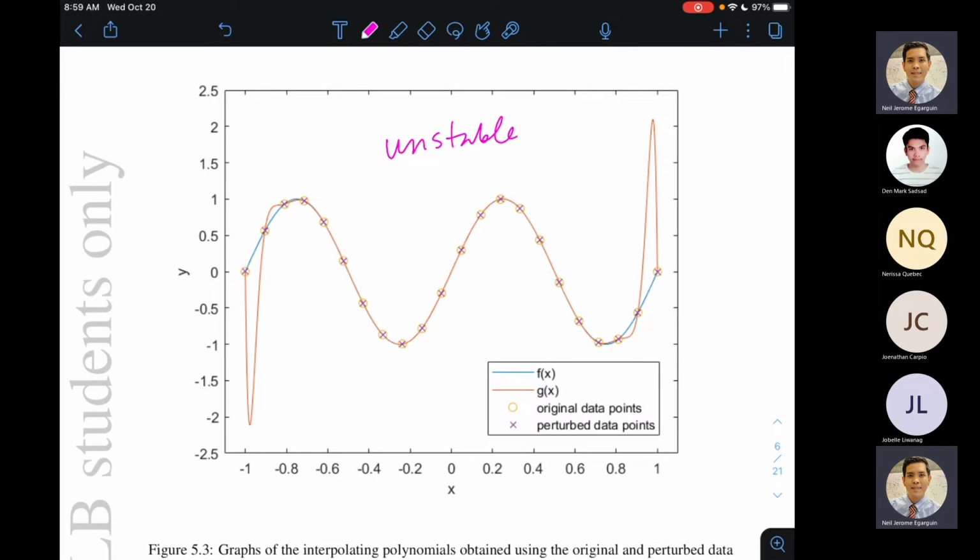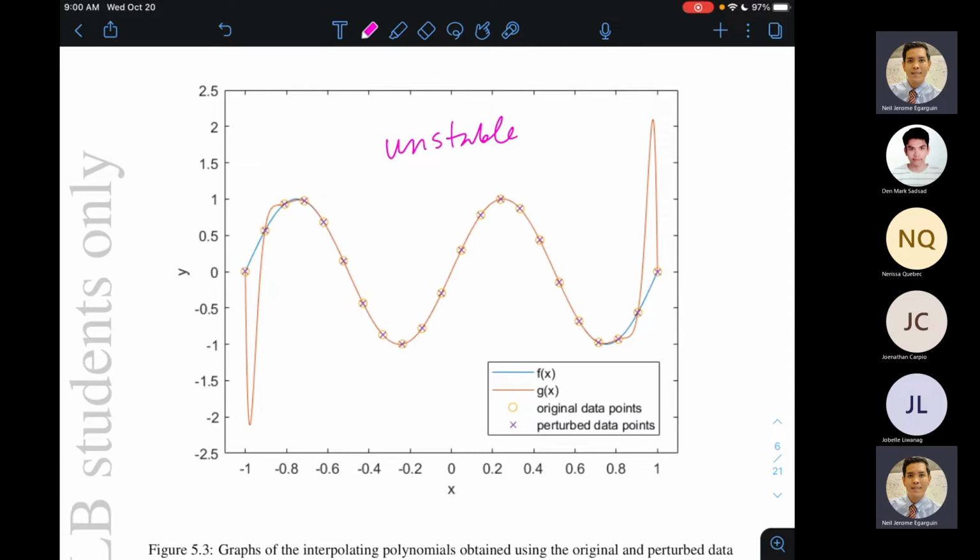Kasi nga, maisod lang ng konti yung data points na gagamitin mo. I mean, kahit konting-konti, katulad nung ginamit natin sa specific simulation na to, na bago significantly yung features ng interpolating polynomial. So this is one problem of interpolation using equally spaced points.